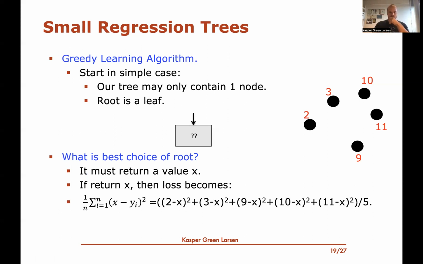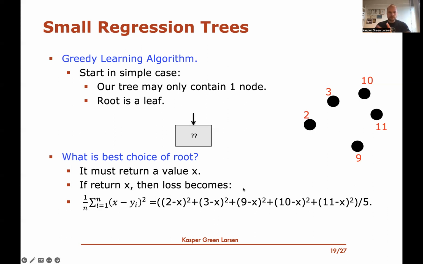The loss is the average over all the points of the least squared loss that we defined to be the difference between the prediction x and the true label yi. This is the loss that we have to pay. Over all these training points, if I return x, then on this point my mistake is 2 minus x squared. The contribution to the loss here is the difference between 3 and x squared, 9 and x squared, 10 and x squared, and 11 and x squared. Then I average over the 5 training examples. This is the loss I would have to pay if I return the value x.